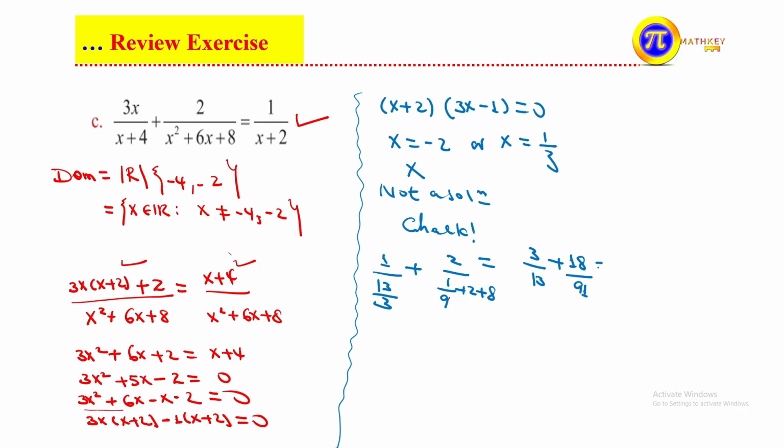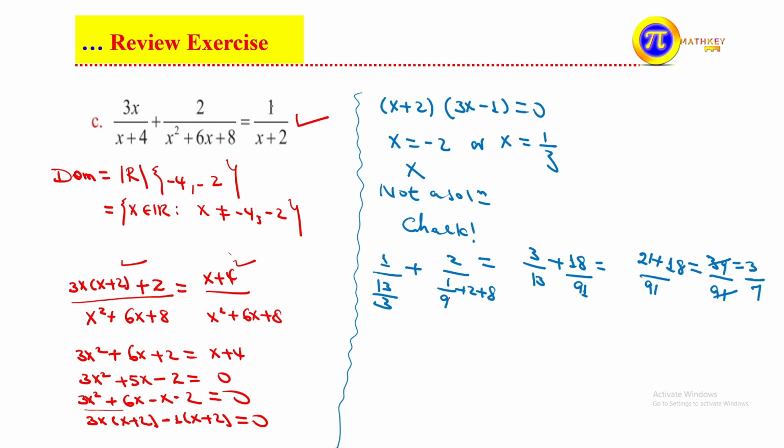The LCM of 13 and 91 is 91. 91 divided by 13 is 7 times 3, that is 21, plus 91 divided by 91 is 1, times 18, that is 18. This is equal to 39 over 91. Dividing by 13, 39 by 13 is 3 and 91 by 13 is 7. This is equal to 3 over 7.